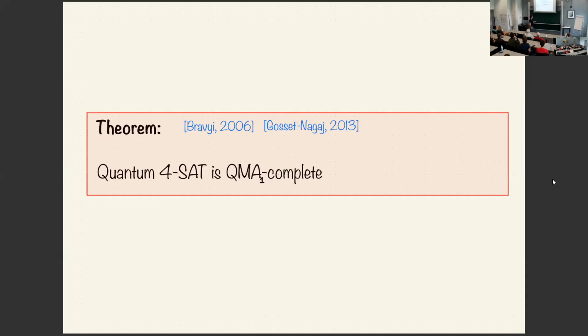So the theorem that is fundamental here is that quantum k-SAT is QMA_1 complete. This was proven by Bravyi in 2006. Some details were improved later by Gosset and Nagaj in 2013, and they actually also write it down to 4-SAT. So I'm going to use the results of 4-SAT.